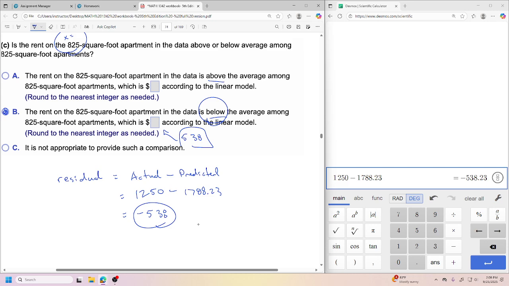Not negative 538. If you put a negative 538, it's going to be wrong, and that's the 3rd attempt and we're done. So they want the positive value, the absolute value. That's what it is. Y'all know what I'm talking about, absolute value? Absolute value, always positive. There you go.